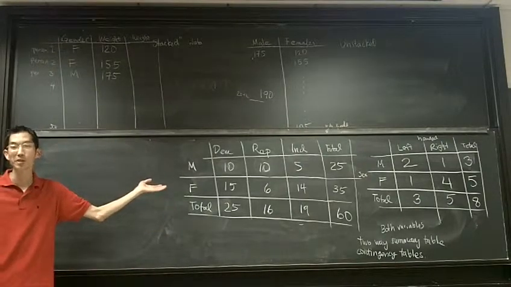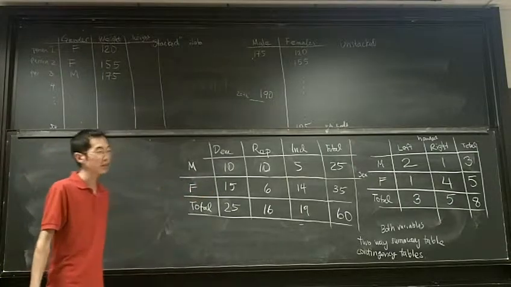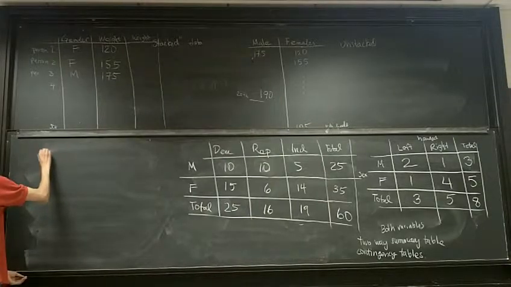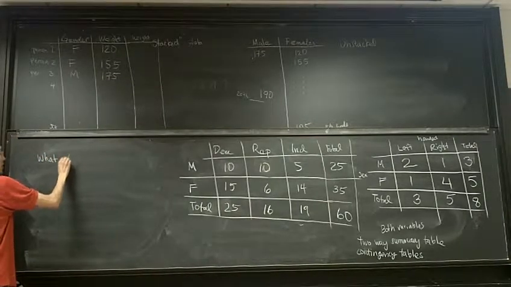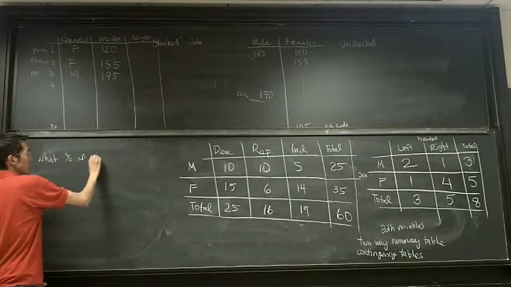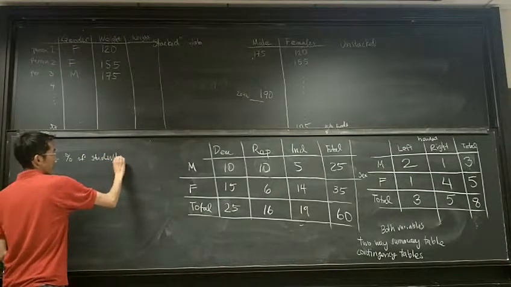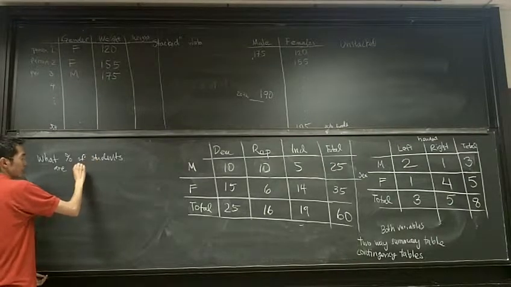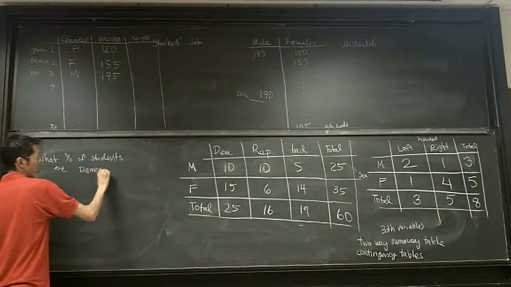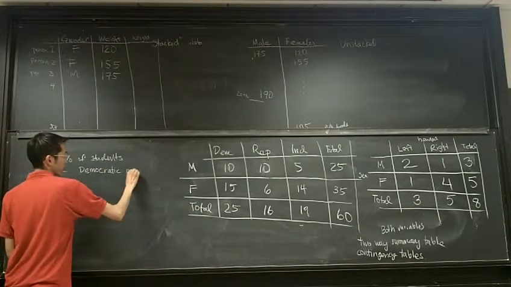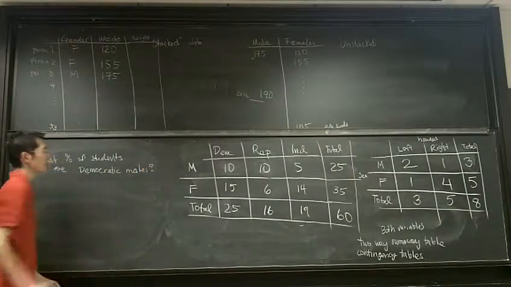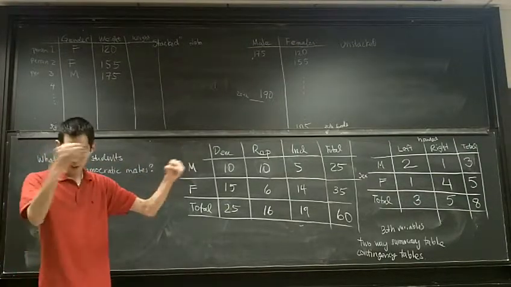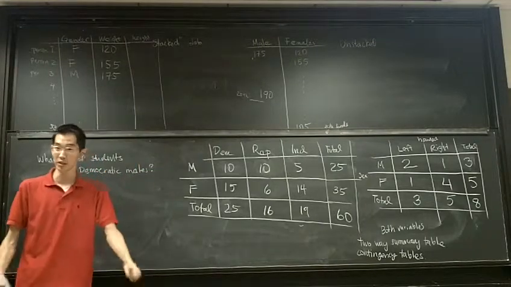So this is just made up numbers, and I could ask questions like, from this class, what percentage of students are Democratic males? Okay, so you don't have to give me a percentage, but what numbers would I take and compute, and what would I do to get this answer?